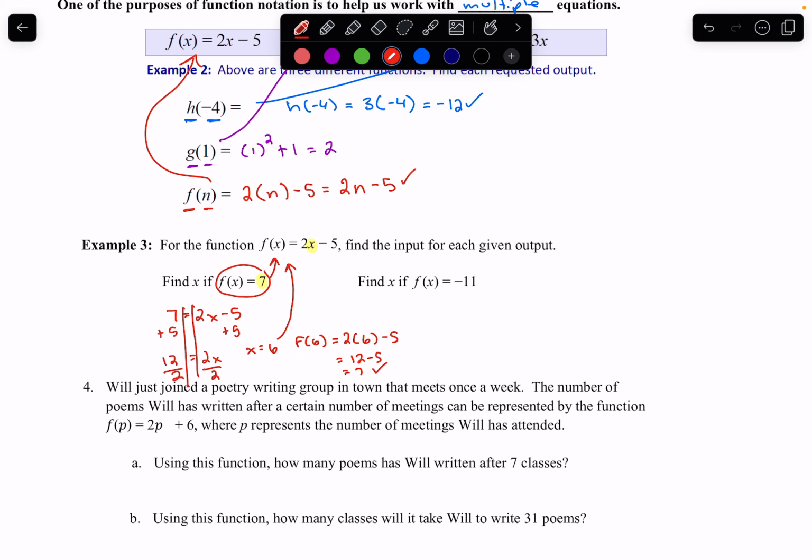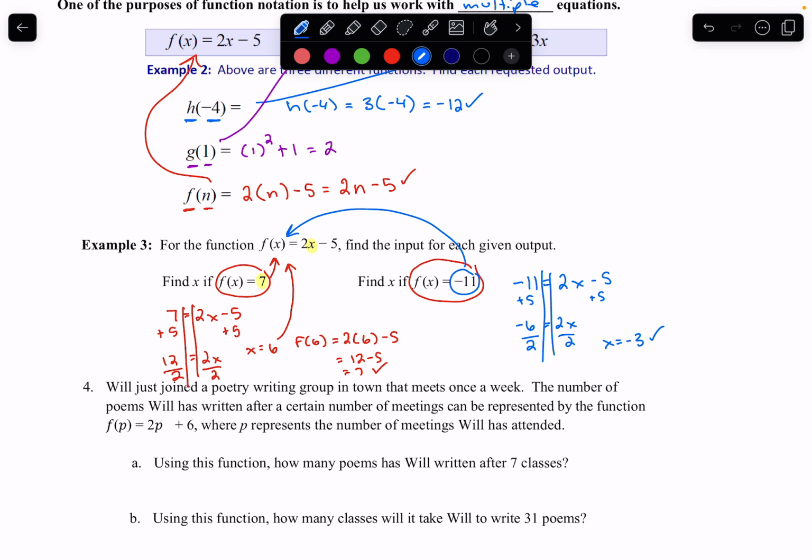So same idea, it tells me what it wants my function to end up as. I'm looking for the x value that's going to make that happen. So I'm going to take -11 and plug it in, substitute it for all of the f of x, the entire thing, not just the x part. So -11 equals 2x minus 5. I do my railroad tracks, I add 5 to both sides. I get -6 equals 2x, divide by 2, and x equals -3.